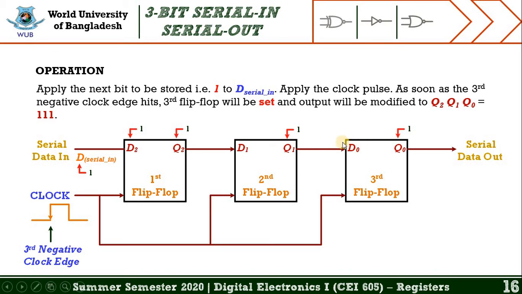But in the third flip-flop, since the third negative clock edge is applied at the clock, the third flip-flop is in set condition. That's why the previous value of Q0 does not remain the same in this condition. The value of Q0 will be replaced by 1, because the third negative clock edge is applied at the clock. So that's all for this condition. Let's move to the next slide to explore the truth table of this design.